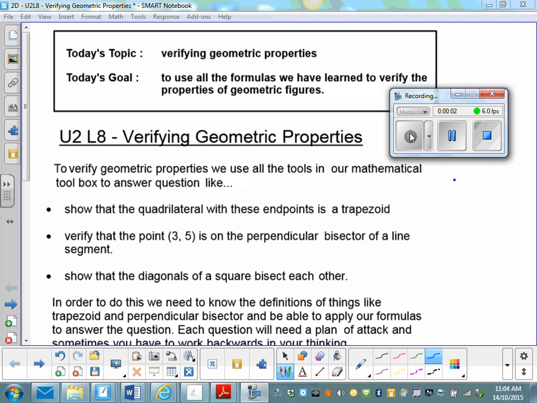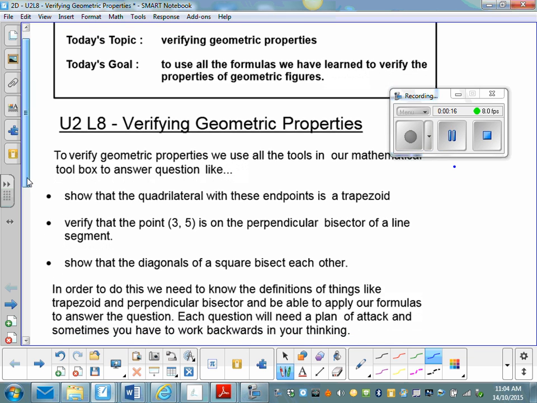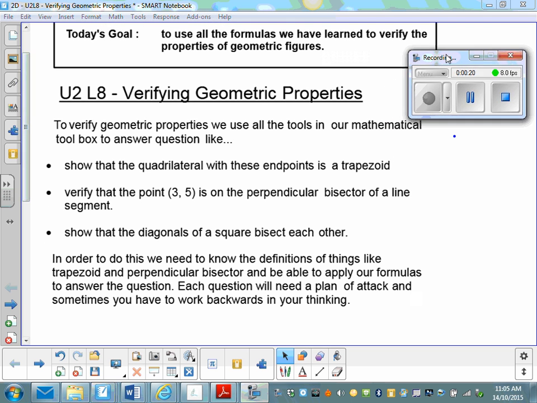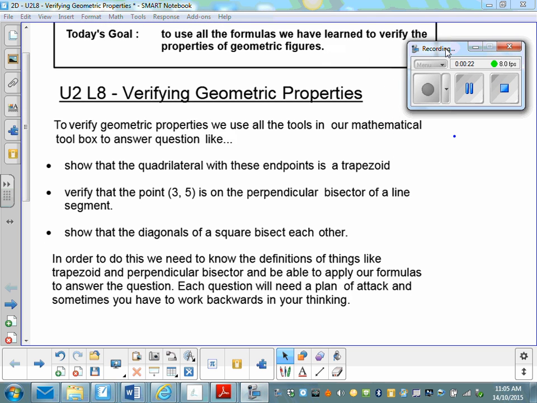Okay guys, we've been learning a number of formulas, and now we're going to learn where we can use these formulas to verify properties of geometric figures. So there are lots of different questions we can do that involve using these formulas to verify geometric figures.